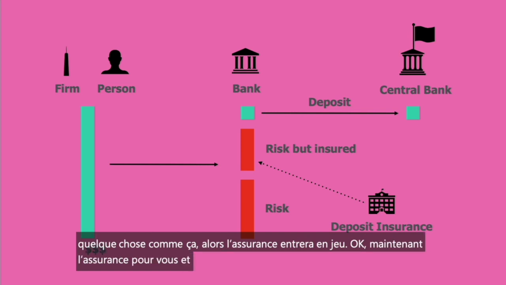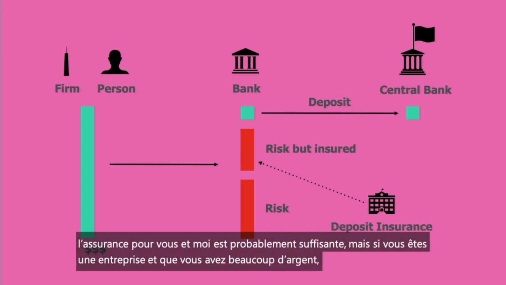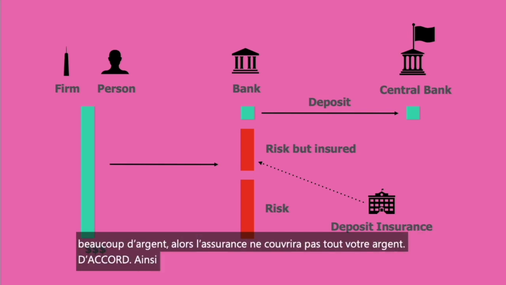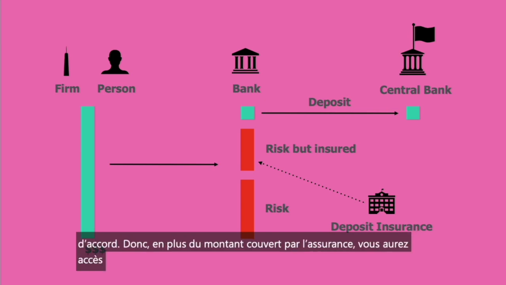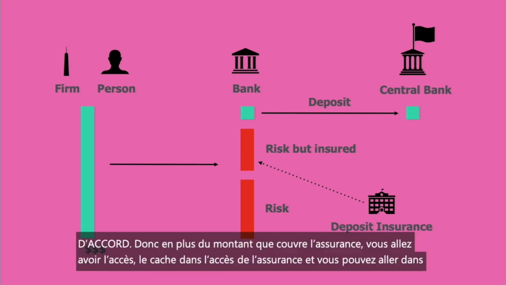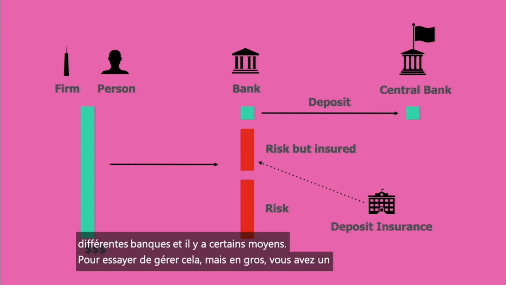But if you're a firm and you have lots of money, lots of cash, then the insurance isn't going to cover all of your cash, okay? So in addition to the amount that the insurance covers, you're going to have the cash that's in excess of the insurance. And you can go to different banks, and there's certain ways to try and manage this. But basically you have kind of like three piles.